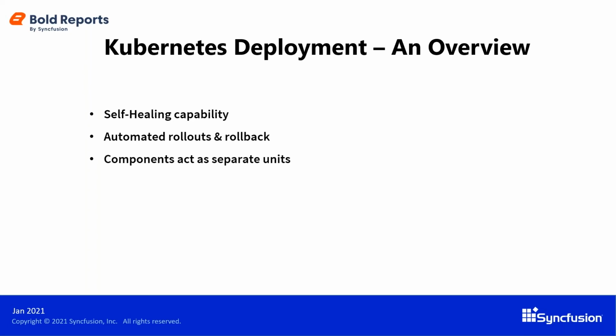Components can act as separate units. It means each sub-application can be deployed in Kubernetes in different containers. So this can be achieved by Kubernetes. Horizontal scaling and load balancing: K8s can horizontally scale our containers. Run everywhere: it means we can deploy on your own machine or you can use any of the cloud providers.